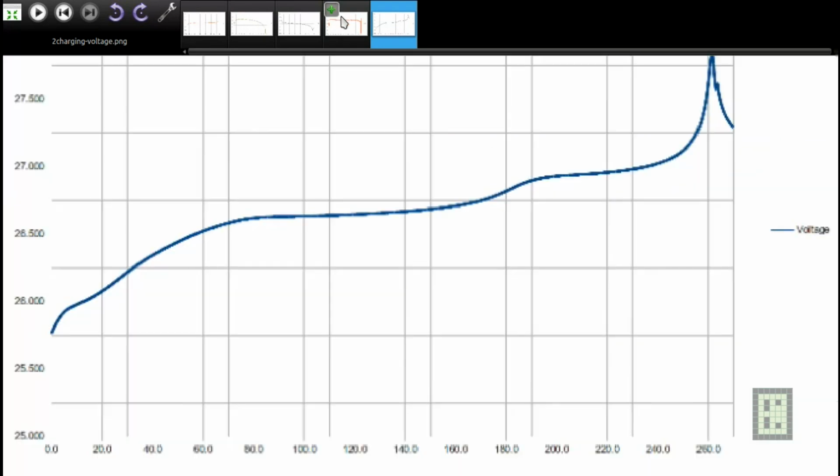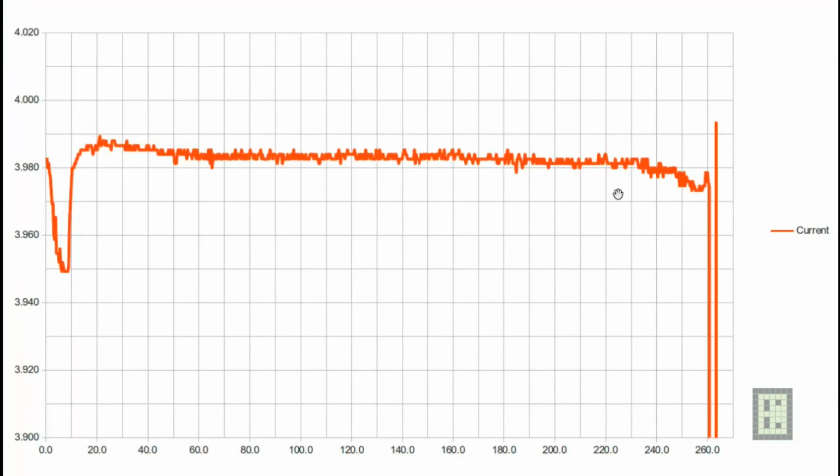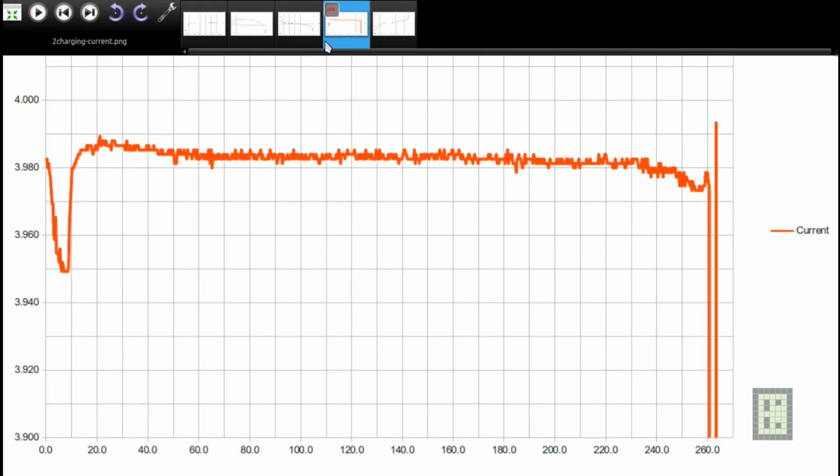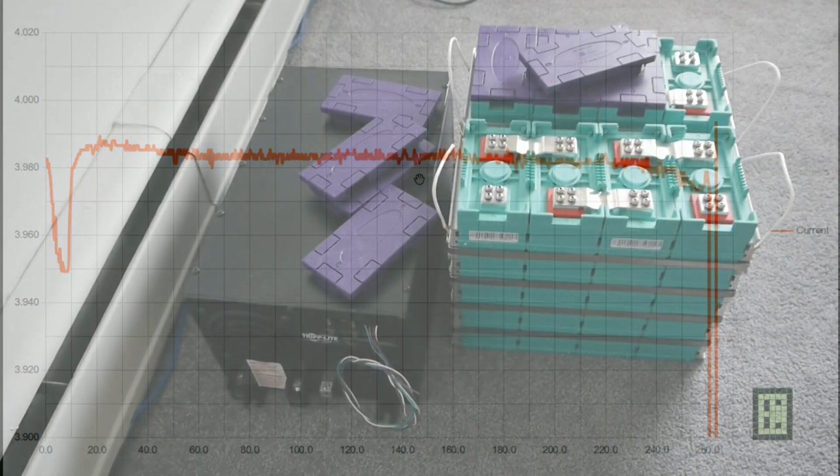And this is the current. Again, there are only 10 milliamp per division, so the charge current was quite constant. I mean, the constant current power supply that I used was quite good. I'm impressed with that one. I think I will buy another one.